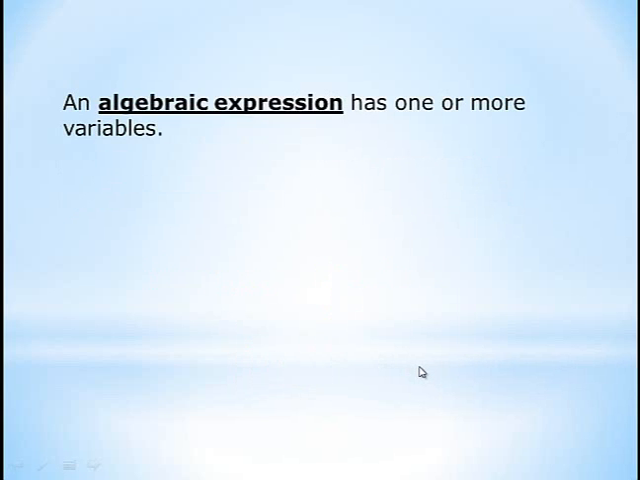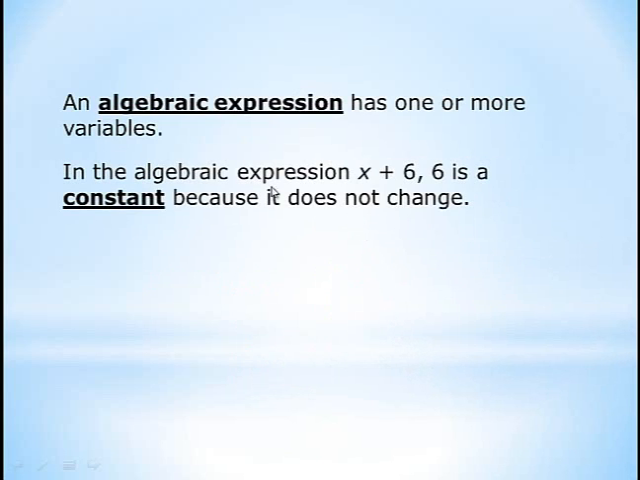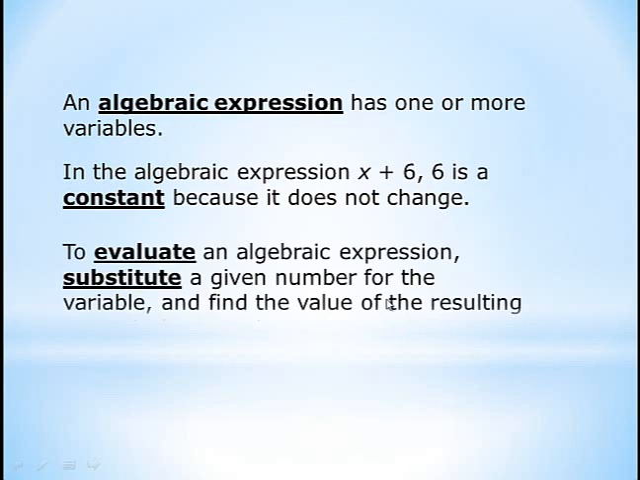An expression is when you have more than one variable without an equal sign. An example of a variable expression, an algebraic expression, is x plus 6. Because 6 is a constant, it does not change. When you evaluate an algebraic expression, you substitute a given value for the variable, and then you find the answer. You don't have to write any of this down. This is just some information.